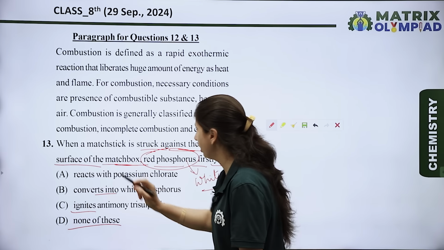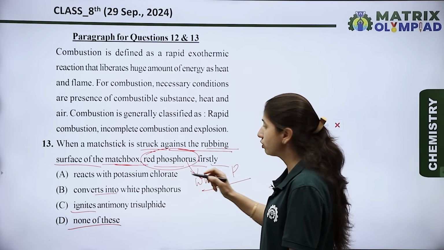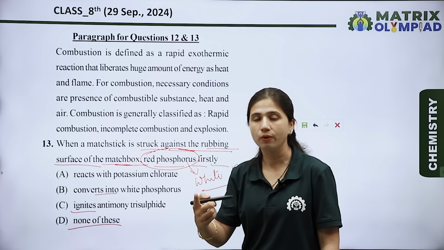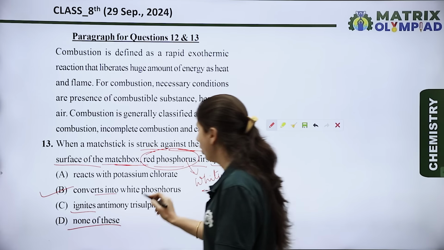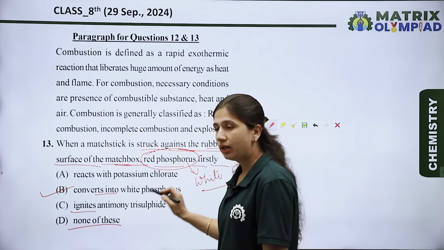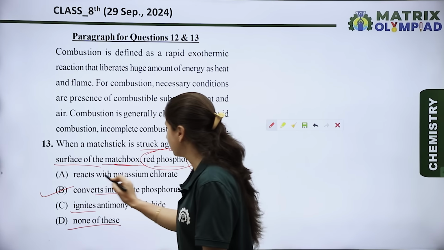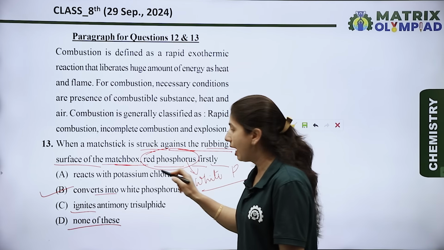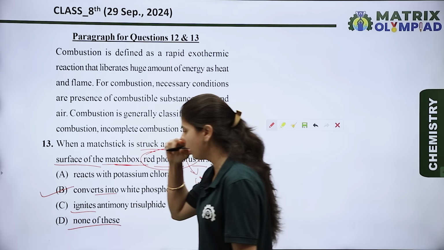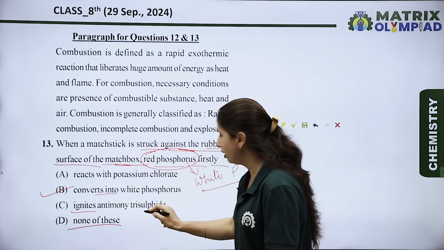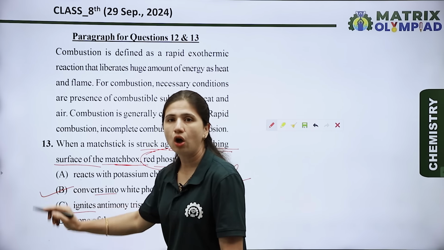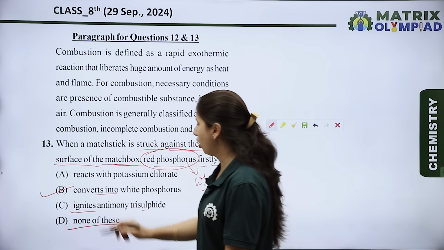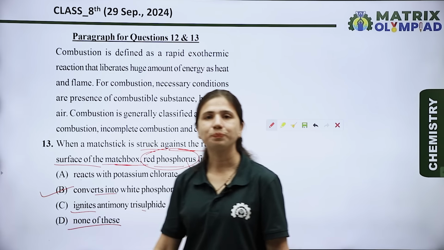In the question, red phosphorus firstly converts into white phosphorus, and then this white phosphorus reacts with potassium chlorate, and this potassium chlorate after that ignites the antimony trisulfide. So according to this question, option B is the right option for this question.